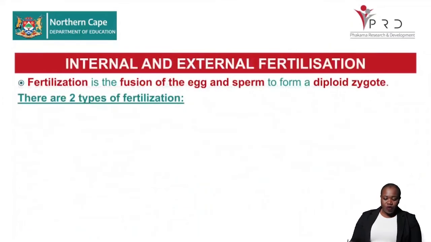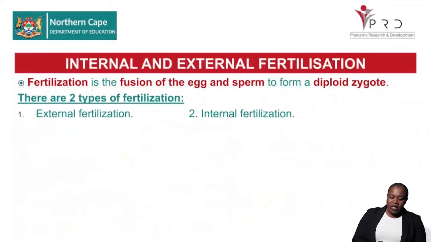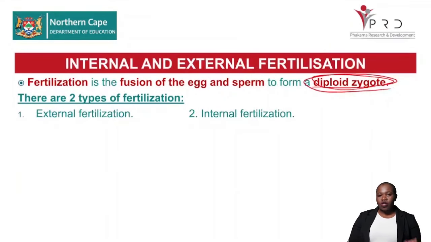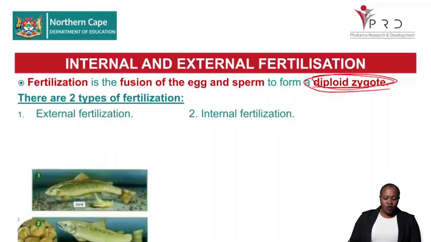So we have 2 types of fertilization, as I've said. Remember, this is for the formation of a diploid zygote, when the sperm cell and the ovum come together or fuse to have that diploid zygote. Remember again, the sperm cell is haploid and the ovum or the egg cell are haploid. Then when they come together or fuse, the zygote will be diploid.